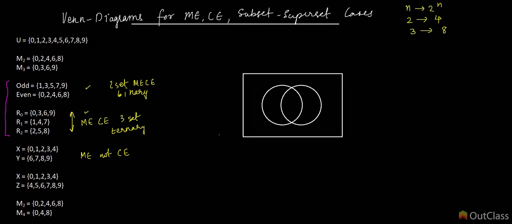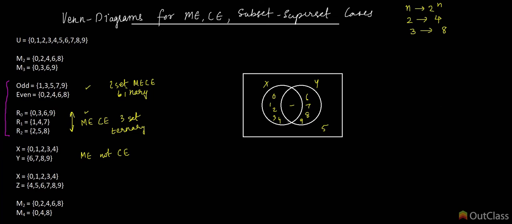what's going to happen? I have my two set Venn diagram, X and Y. Is there any element that is present in both X and Y? There isn't, so leave it blank. So X is 0, 1, 2, 3, 4. Y has 6, 7, 8, 9. What have we not written? We have not written 5. That's outside the union.